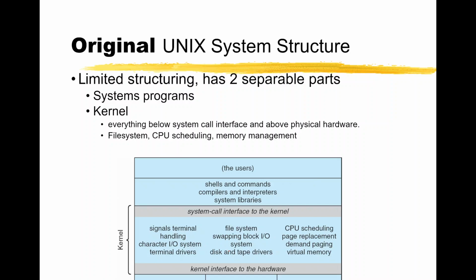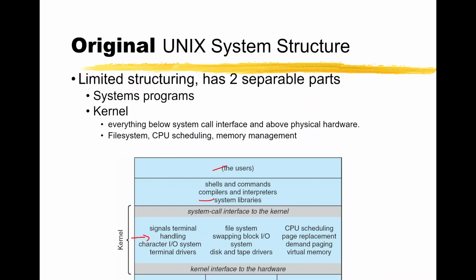Okay, an example here is the UNIX system structure. The system structure limited structuring and has two separate parts, the system programs and the kernel. Within the kernel, everything below the system call interface and above the physical hardware was handled by the kernel. The file system, the CPU scheduling, and the memory management were all within the kernel. You have the users, shells and command compilers within the system programs. The system call interface called into the main kernel of the operating system.